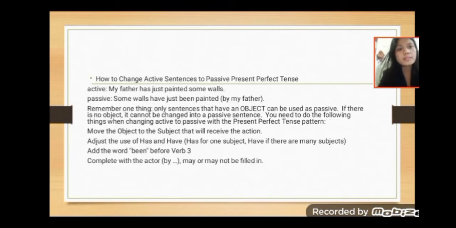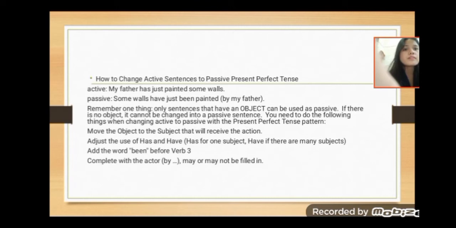How to change an active sentence to passive present perfect tense? Active: my father has just painted some walls. Passive: some walls have just been painted by my father. Remember one thing, only sentences that have an object can be made passive. If there is no object, it cannot be changed into a passive sentence.